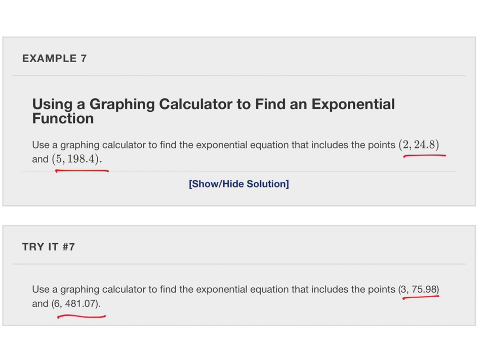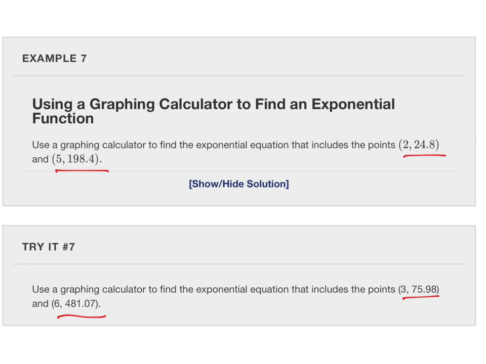These are your 2 points, 375.98 and 481.07. And then that's what it should be. Well, how does it all do? I'm getting 90. I did. Okay, did it.